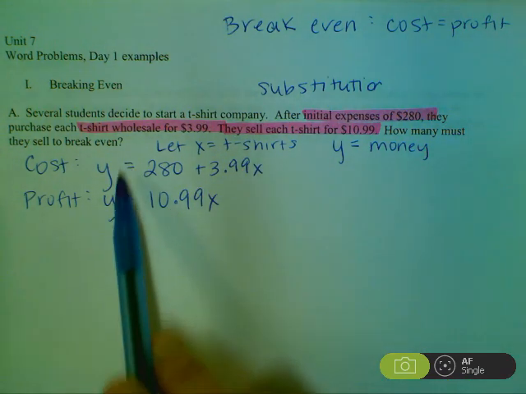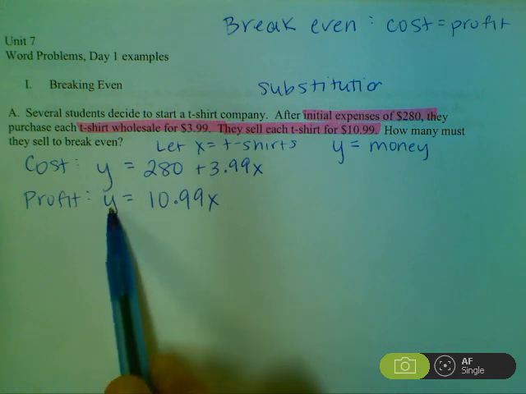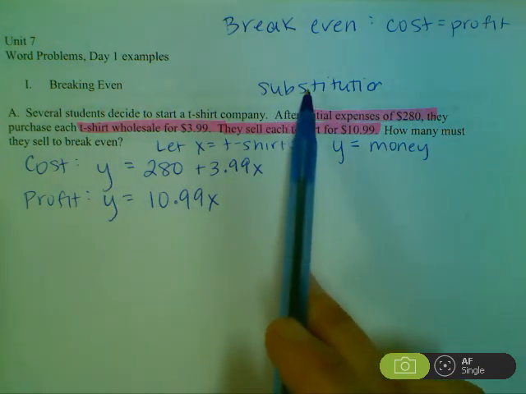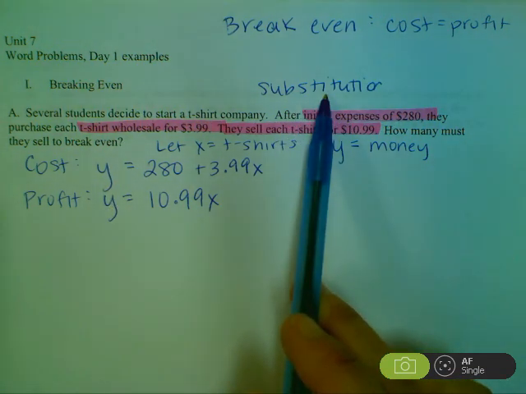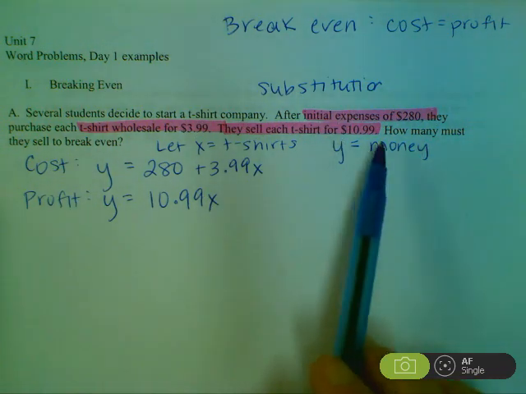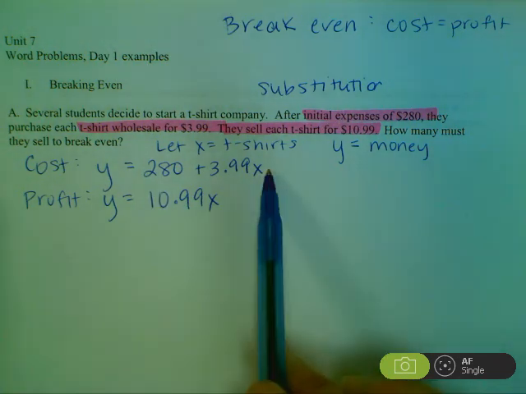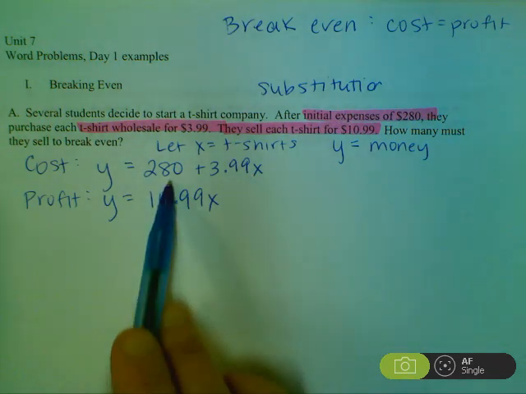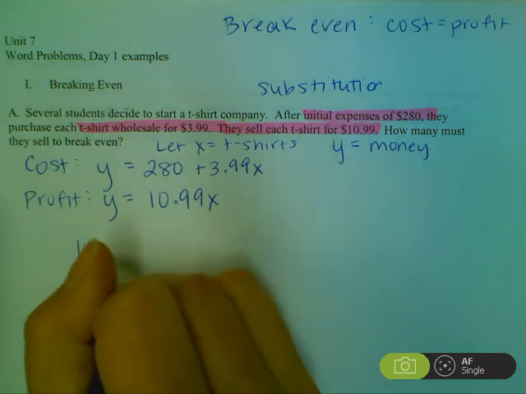If you take a look at these two equations now, they're both equal to y, which means we can use the substitution method to solve for x. Now we're only looking for the number of t-shirts they have to sell, so we're only looking for x in this problem. We're going to set the two equations equal to each other.